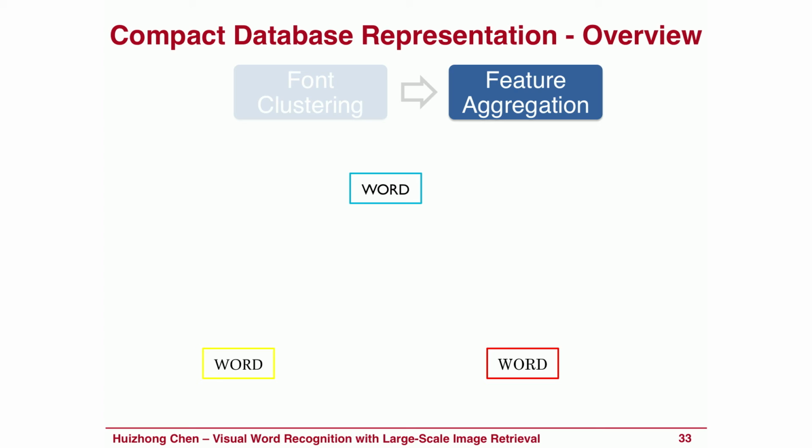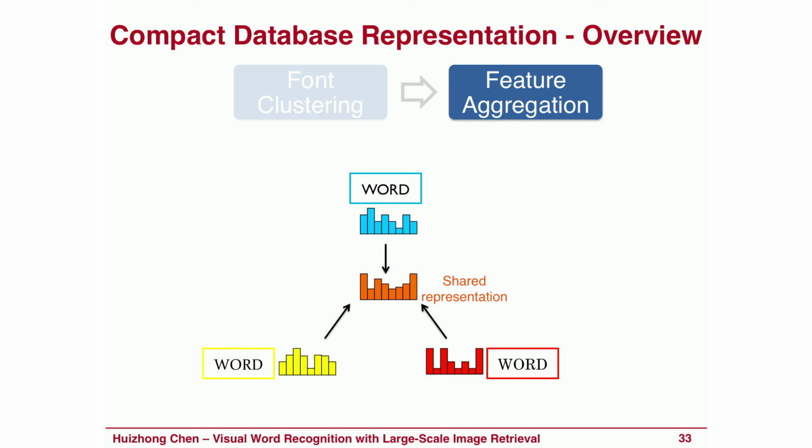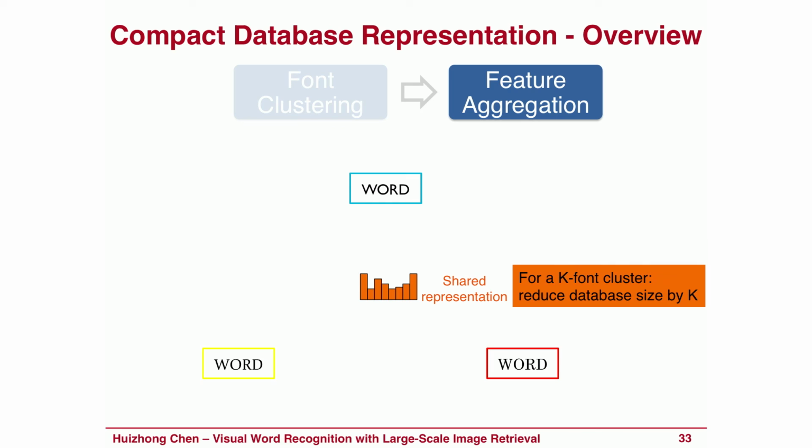I will use a toy example for illustration. Consider a cluster of 3 fonts, shown in cyan, yellow, and red. The database word tags are extracted for these 3 fonts, which are then aggregated into a shared representation. Once a shared representation is computed, the features associated with individual fonts are discarded, and we only keep the shared representation. In this way, assuming the font cluster contains k fonts, feature aggregation would reduce the size of the database by a factor of k.